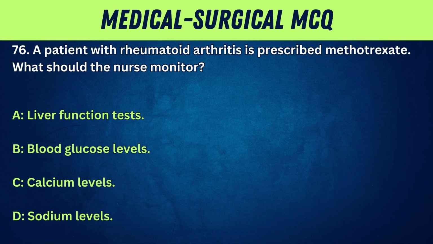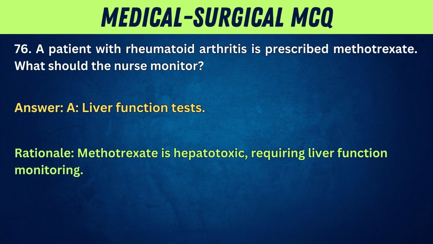76. A patient with rheumatoid arthritis is prescribed methotrexate. What should the nurse monitor? A. Liver function tests. B. Blood glucose levels. C. Calcium levels. D. Sodium levels. Answer: A. Liver function tests. Rationale: Methotrexate is hepatotoxic, requiring liver function monitoring.